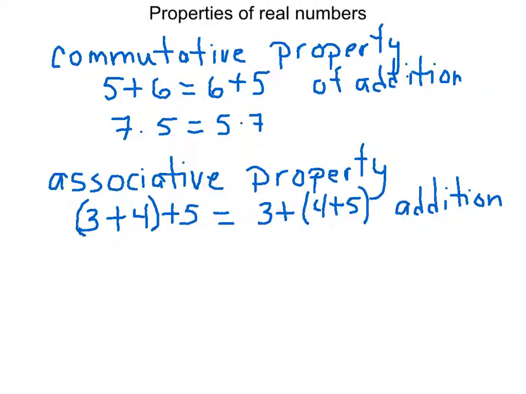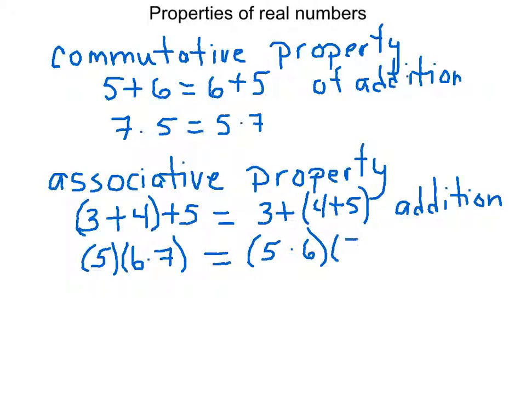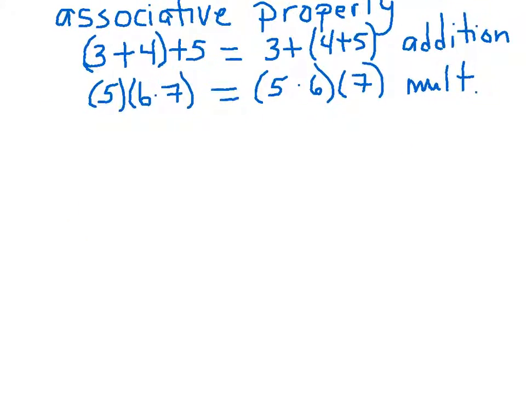There's also an associative property for multiplication, again, because when you multiply numbers, it doesn't really matter what order they're in. So 5 times 6 times 7 is going to be the same thing as 5 times 6 in parentheses, times 7. Either way. And so that's your associative property for multiplication. Alright, let's move this up a little bit and get to the next one.